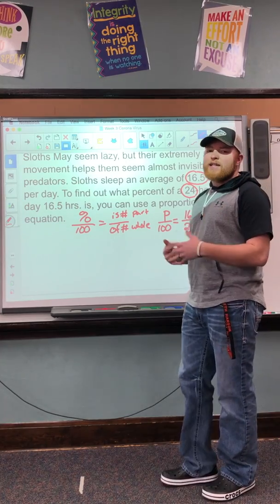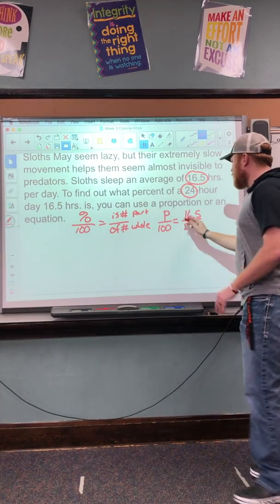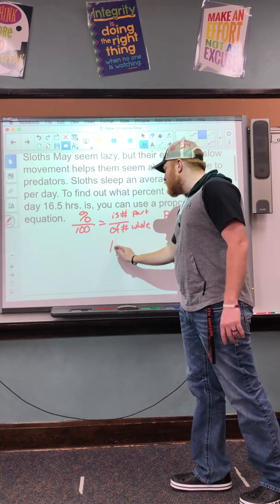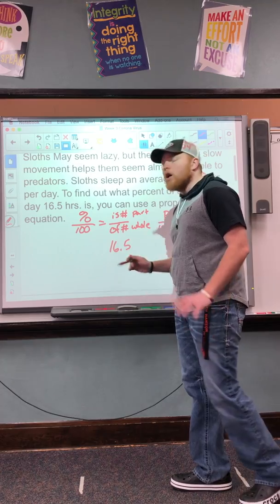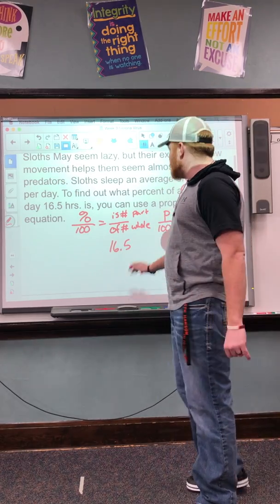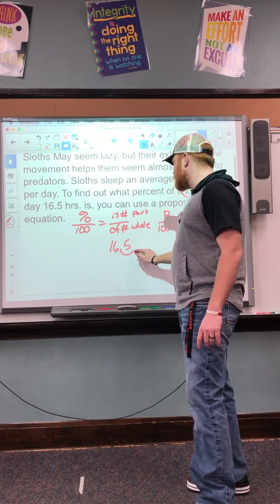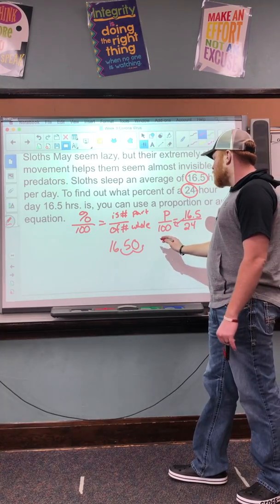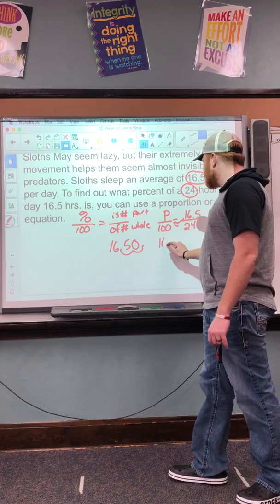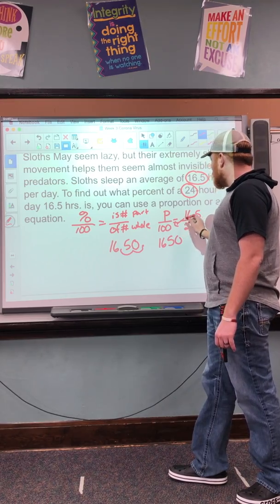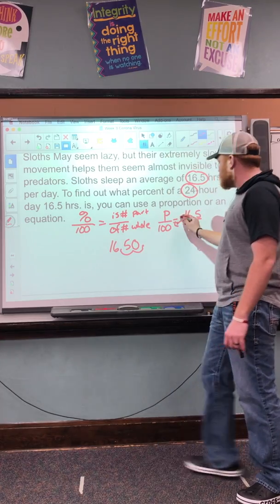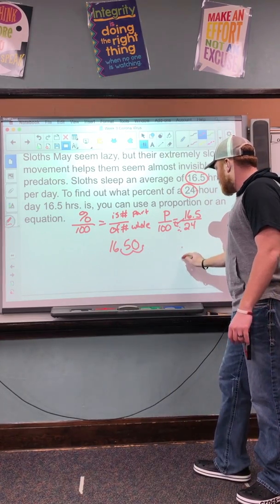Now we do the exact same thing we did in the last lesson. We cross multiply. When you multiply by 100, remember, you can just move the decimal. You're multiplying, so you're making the number bigger, so you're moving it twice over because it's two zeros. So we have 1,650. Since we cross multiply, now we have to divide by 24.